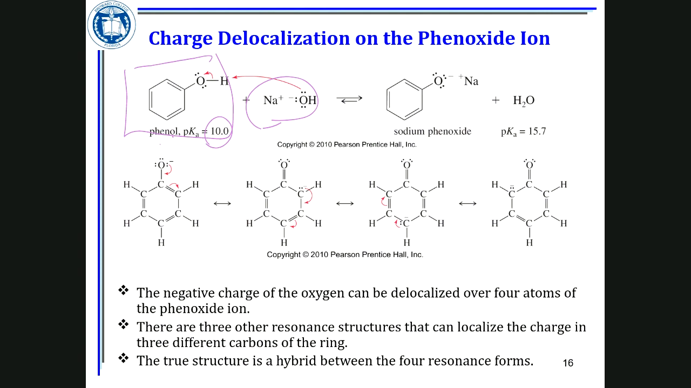This diagram here shows why phenol is a stronger acid. Because if phenol loses hydrogen, it can form four resonance structures. It's going to stabilize the conjugate base. So the stable conjugate base is coming from a stronger acid.